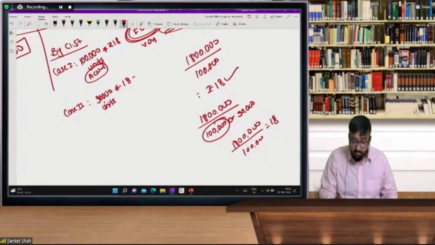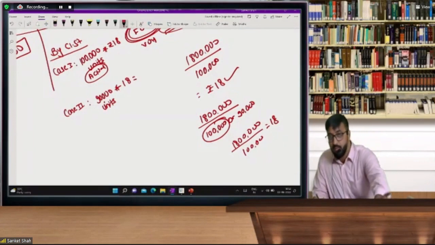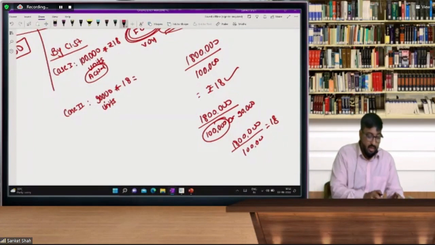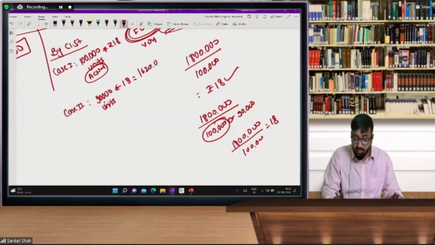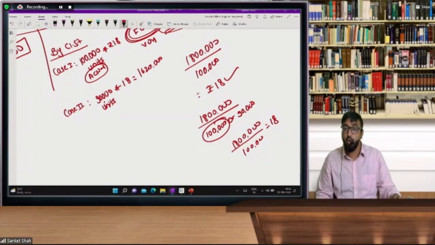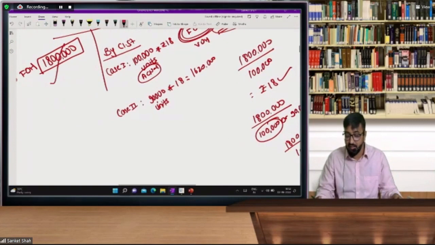90,000 units multiplied by 18 rupees. So I will calculate 90,000 into 18. 16,20,000 will be my closing stock. I have not sold a single unit. So my expenditure is 18 lakh and my closing stock is 16,20,000.